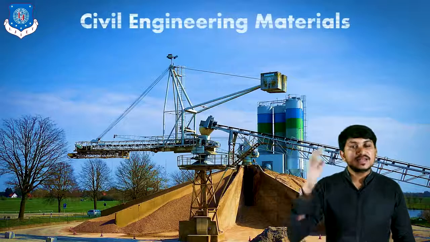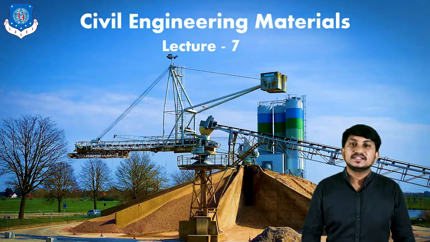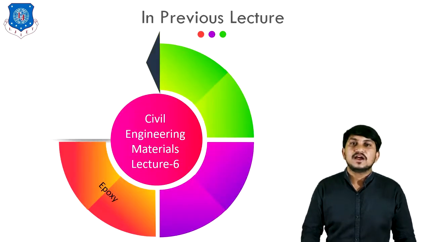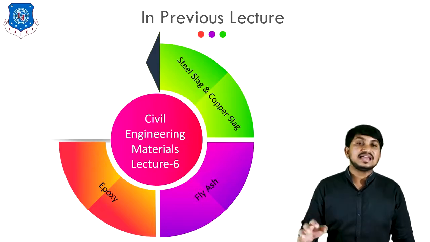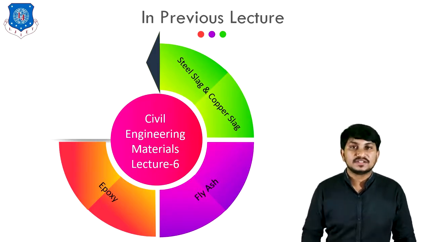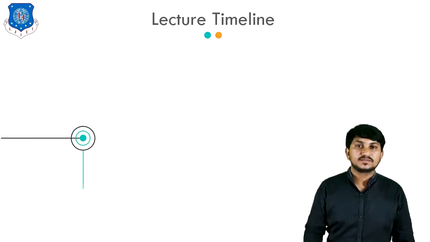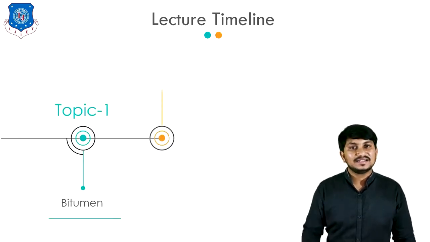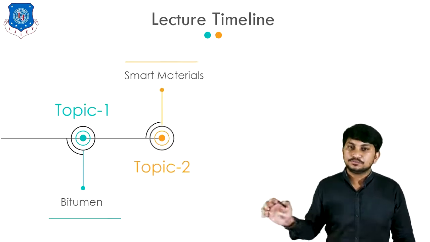Today's topic is Civil Engineering Materials. This is the 7th lecture of this topic. In previous lecture, lecture number 6, we have discussed 4 materials: epoxy, fly ash, steel slag and copper slag. In today's lecture, we will cover 2 materials. First is bitumen and second is smart materials. Let's start with bitumen.